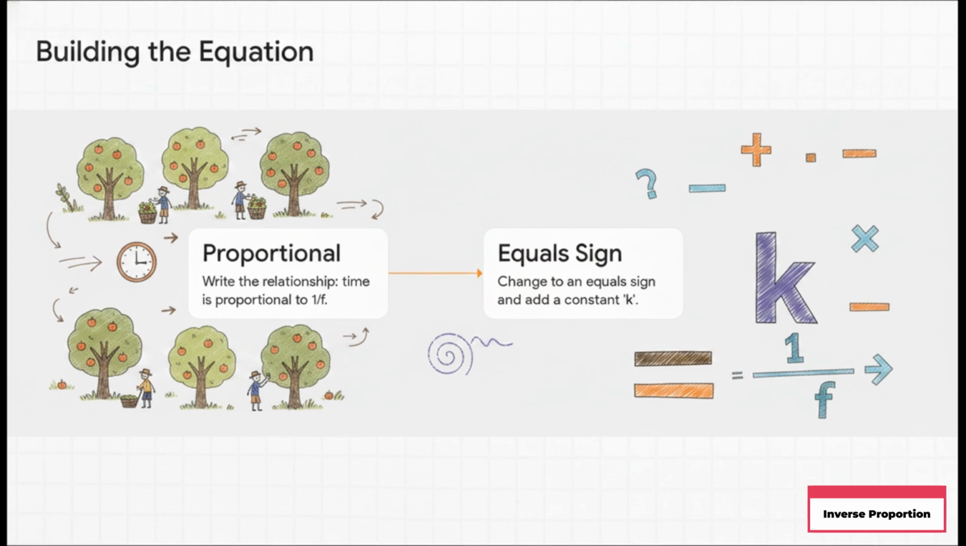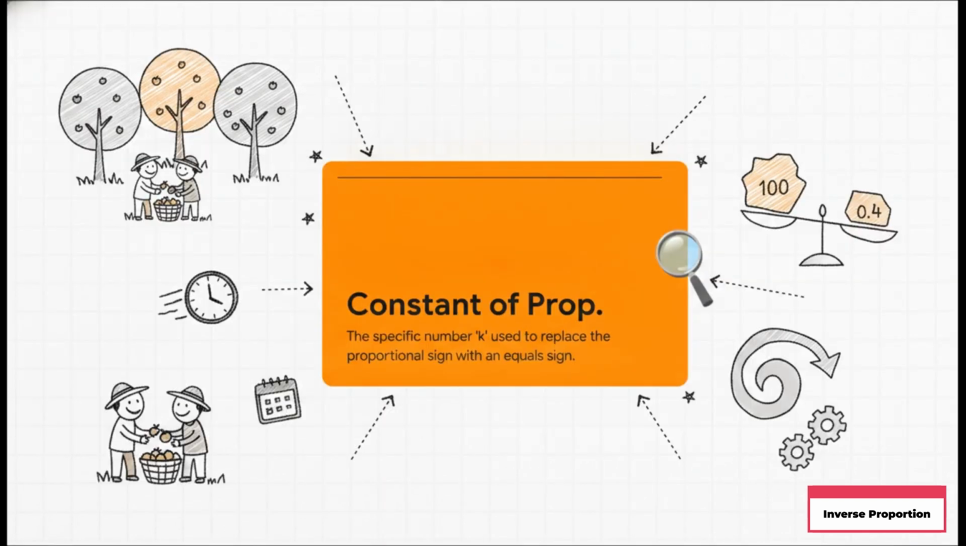And to make that mathematically legal, we have to introduce a constant, which we represent with the letter k sitting right on top of that fraction. Okay, let's demystify this mysterious letter k that just crashed the party. We call this the constant of proportionality. It's basically the specific number we plug into our equation to replace the proportional sign with an equal sign.